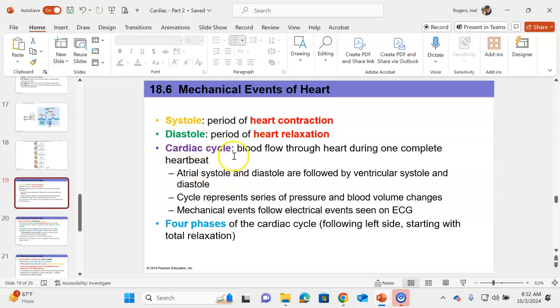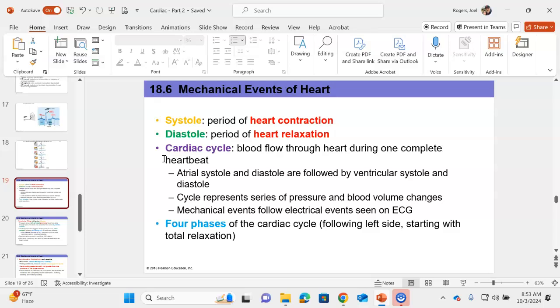Now, the cardiac cycle is a sequence of events, as it says here, blood flow through the heart during one complete heartbeat. So what is going on through the heart mechanically during these two periods of time? What's going on when the heart is relaxing? What's going on when it's contracting? What's going on in the chambers? What's going on with the valves? What's going on with volume and pressure in the different chambers, and so on? That's what we have to focus in on here: what is the cardiac cycle?